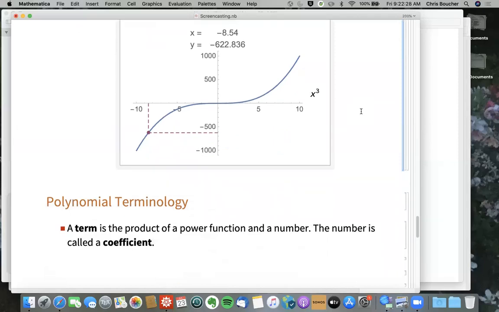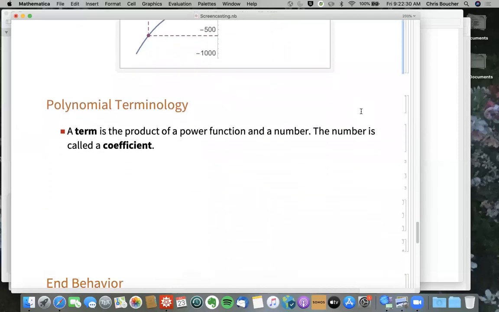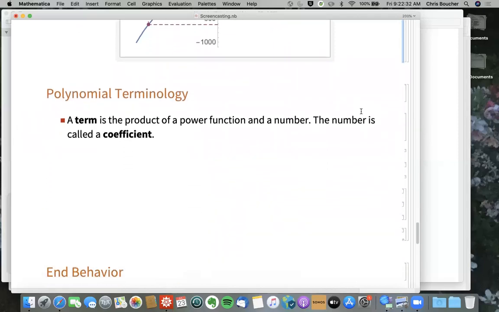Okay, let's talk a little bit about polynomials, and we probably won't get all the way through this, and we'll pick it up in the next video.